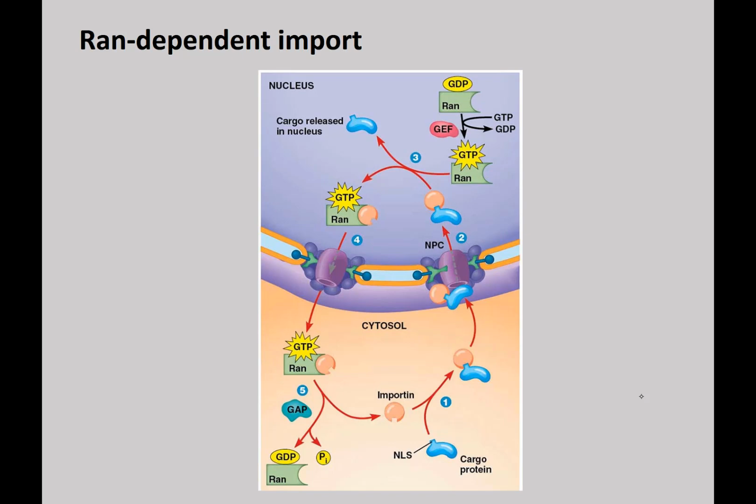So this could be a cargo protein, maybe DNA polymerase or RNA polymerase or some protein that's needed in the nucleus for replication or transcription. And so they're going to have a nuclear localization signal, right? They bind to a protein called importin.